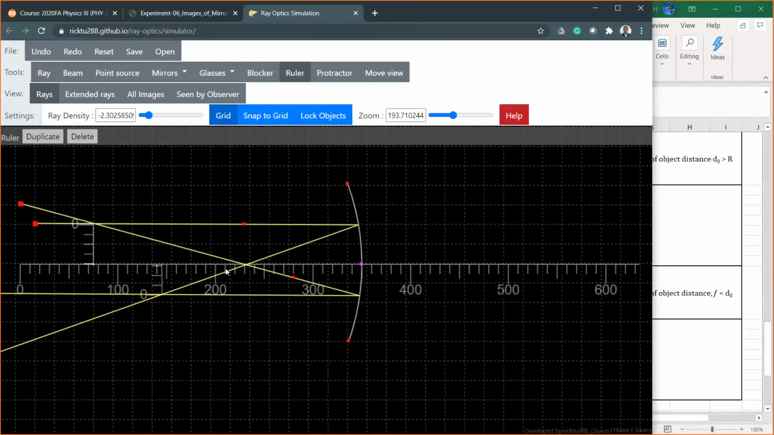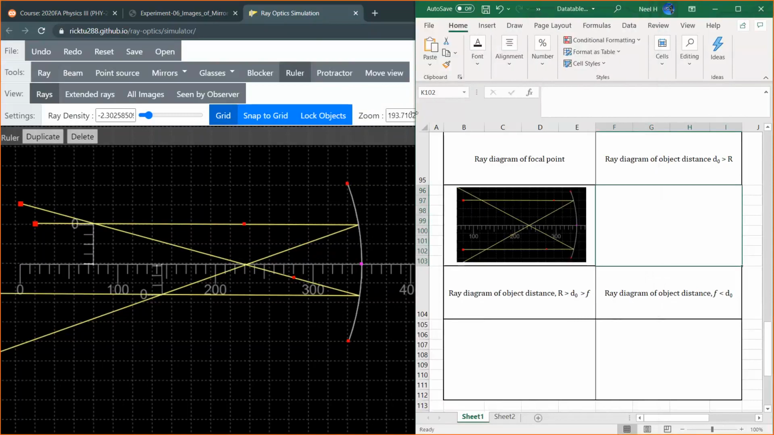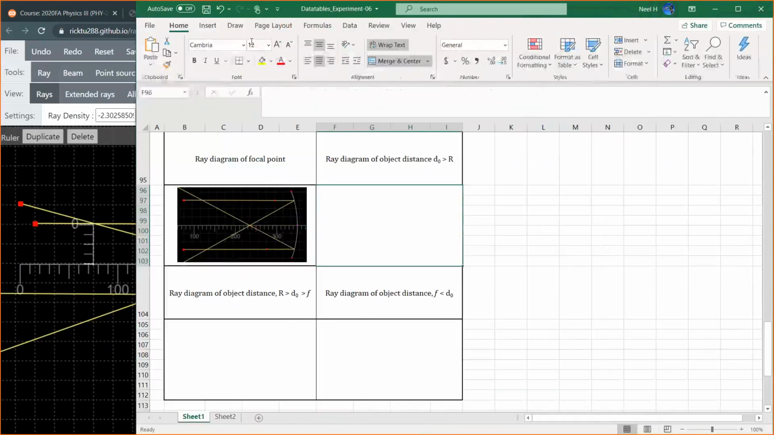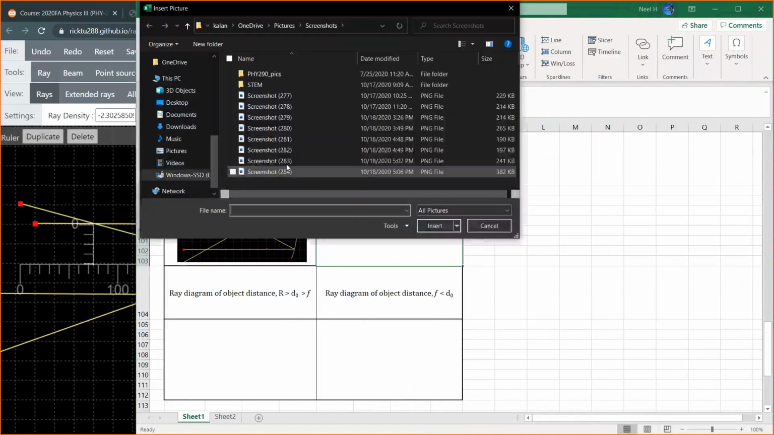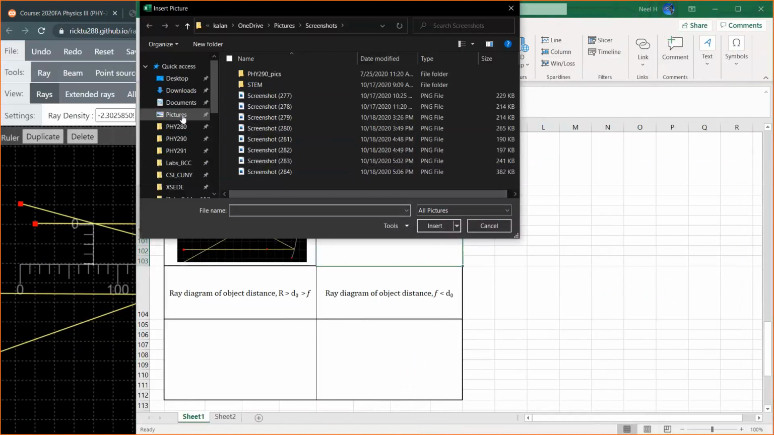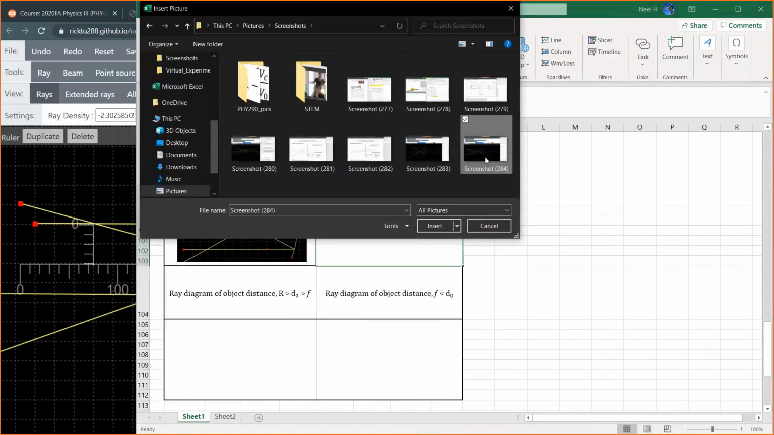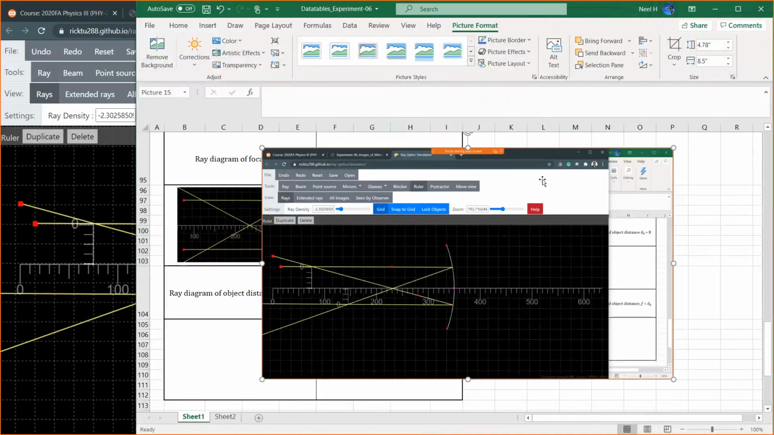Now the only thing we're doing here is creating the ray diagram ourselves. Let's take the screenshot. Let's add that into here. Insert, so the next picture. And that should go into this space. Let's crop that out, anything unnecessary.